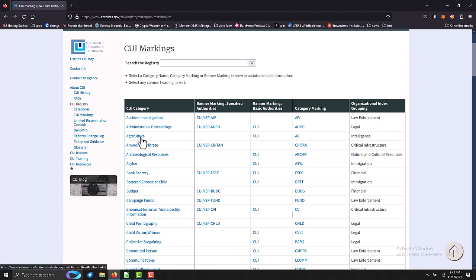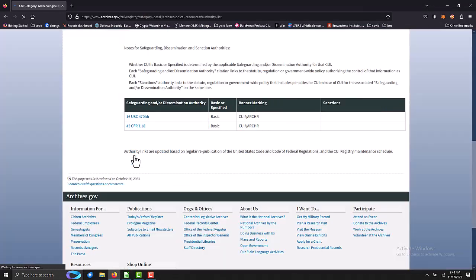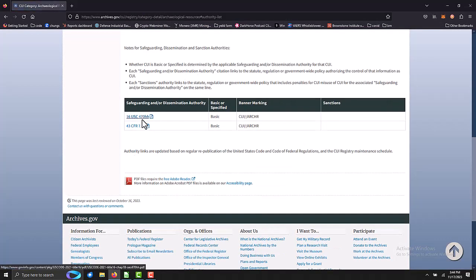Look at this. Agriculture banner, CUI. I mean, what the heck does agriculture have to do with defense? Nothing. Bank secrecy, battered spouse and child. I can imagine a lot of federal contracts involving helping victims of domestic abuse and such. But because they're federal contracts, they're CUI. It's really interesting, the different types of marking they have. Archaeological resources. It's very surprising, kind of interesting. But they've got the documents here and exactly how you need to mark the banner on it.